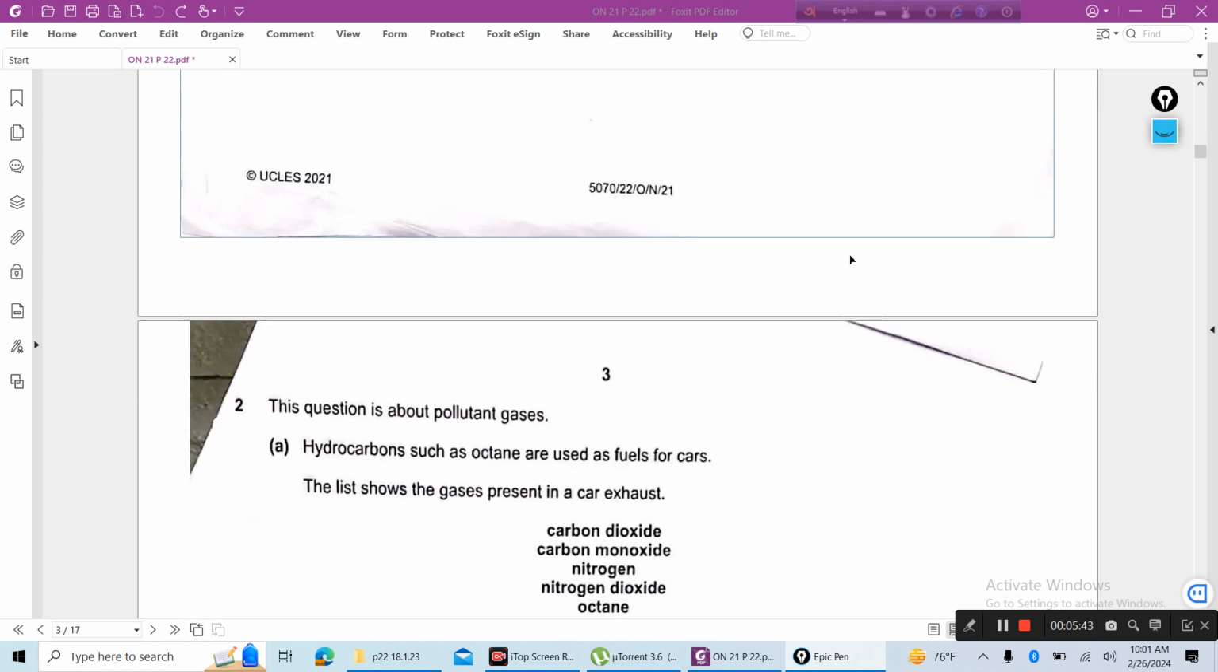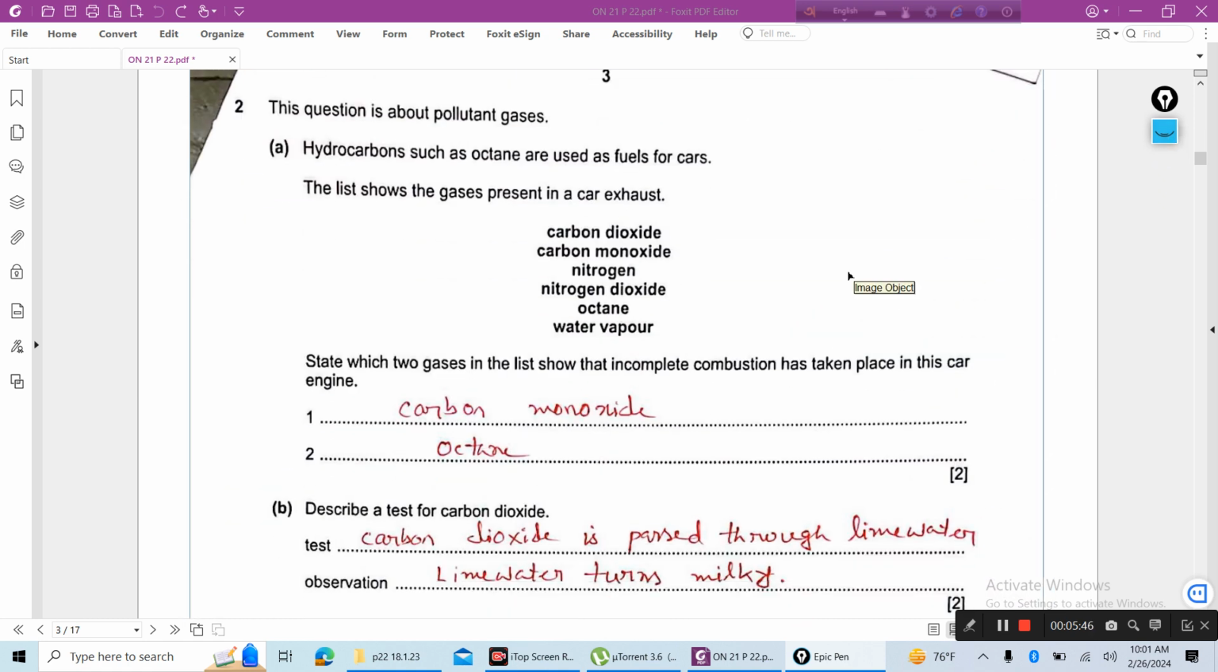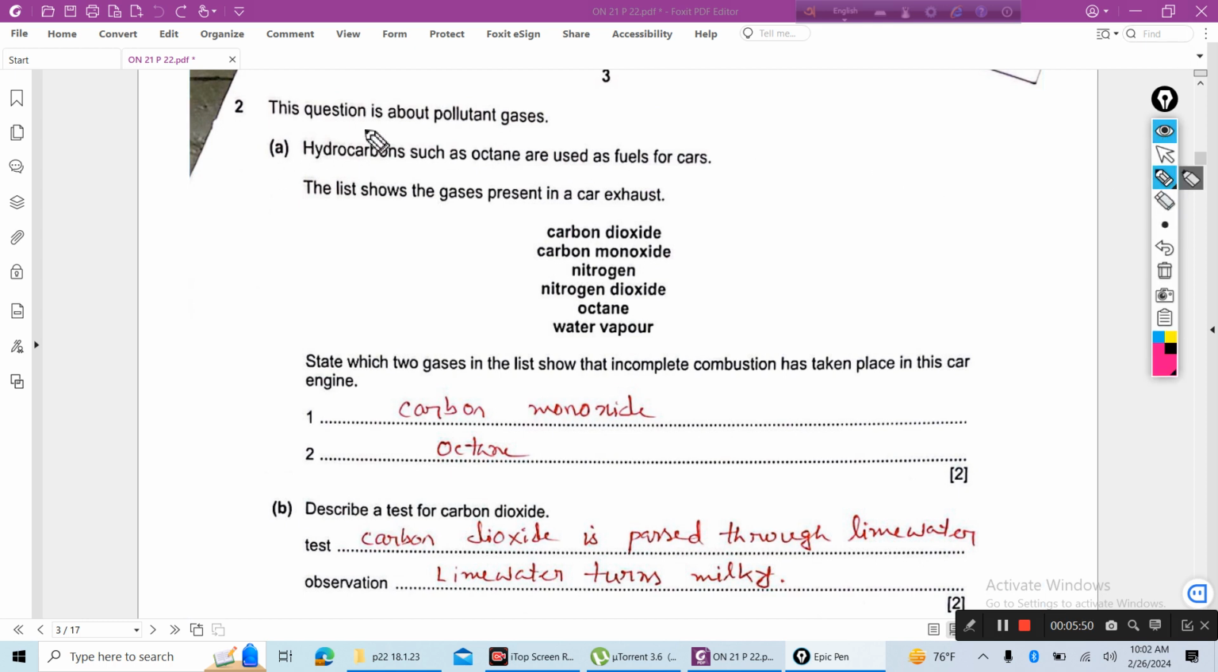Let's move. Number 2. This question is about pollutant gases. A. Hydrocarbons, say octane, are used as a fuel for cars. The list shows the gases present in the car exhaust: carbon dioxide, carbon monoxide, nitrogen, nitrogen dioxide, octane, water vapor.